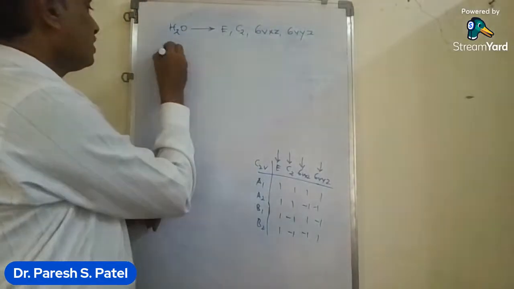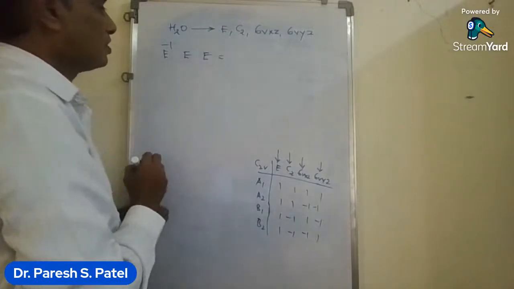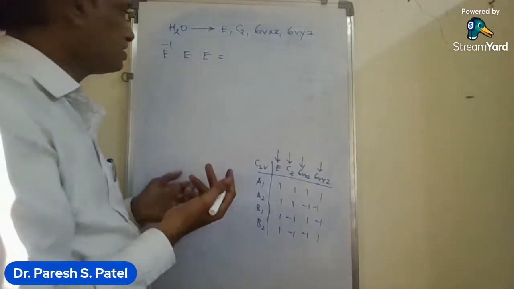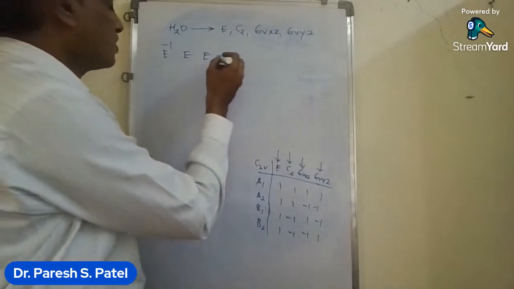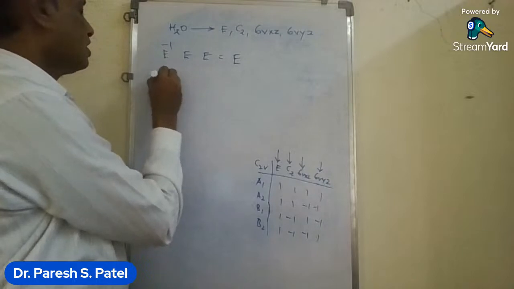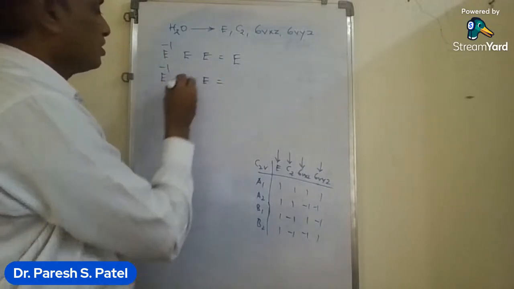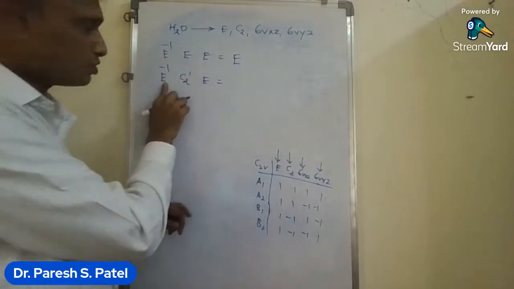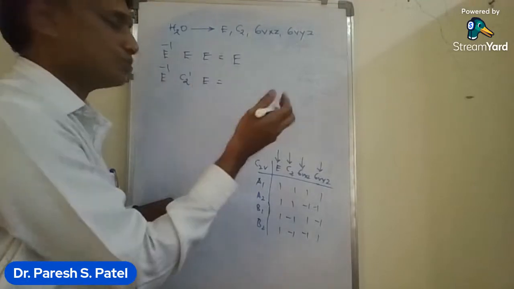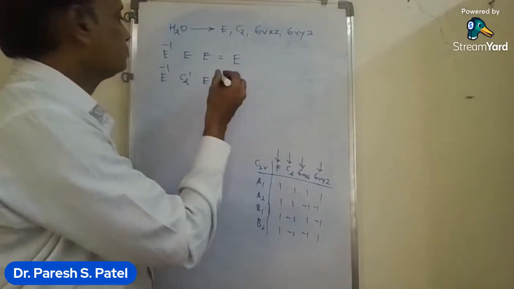First of all, E inverse E into E. I think there is no change in the position of the elements by operating E. It means the answer should be E. E inverse C2 into E: if you operate E inverse, there is no change. C2 remains C2, and E causes no change. It means the answer is C2.